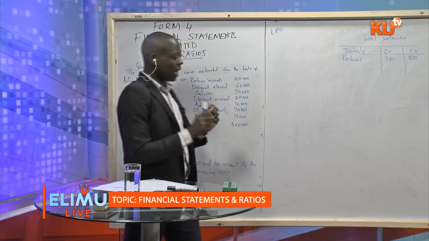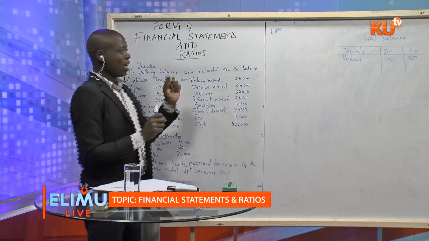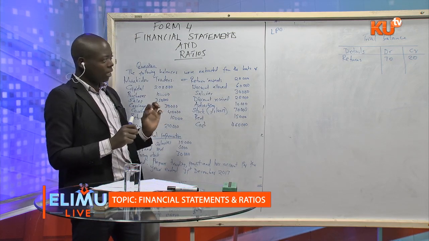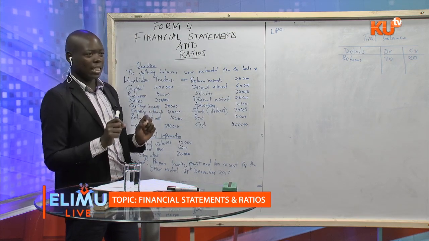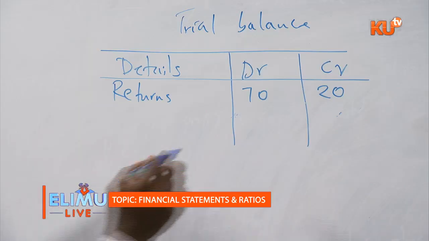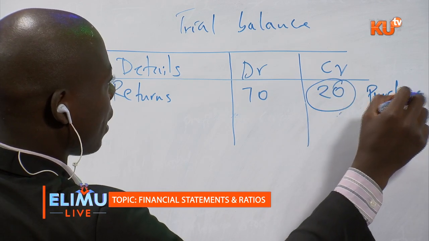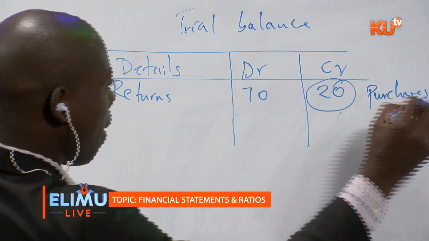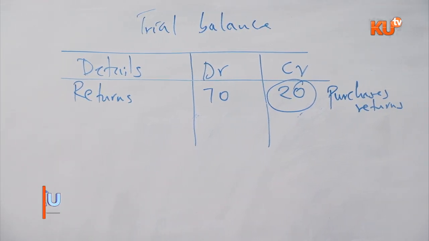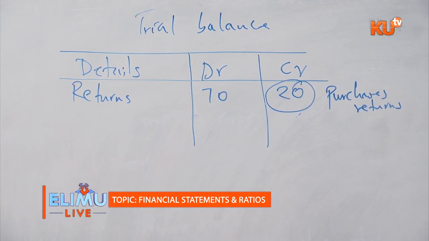So purchases returns have an effect on stock. How do they affect stock? They reduce the value of stock. And if they reduce the value of stock, then we say stock is an asset. When it reduces, we credit. And therefore, this balance here is what we call purchases returns. Therefore, it means purchases returns are credited in the trial balance. They have a credit balance. And sales returns have a debit balance.